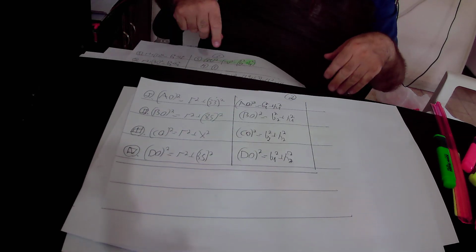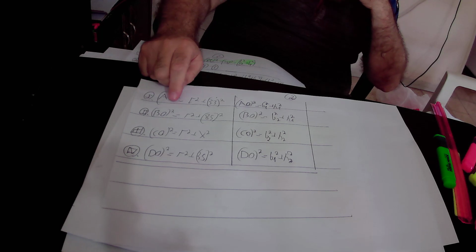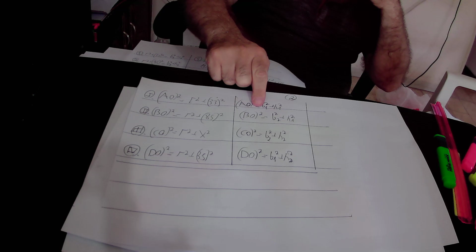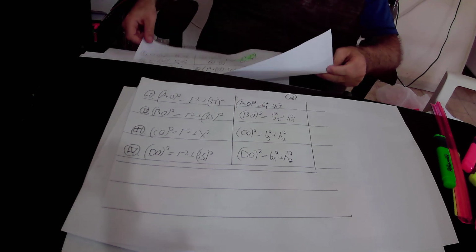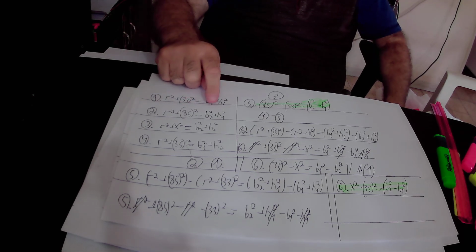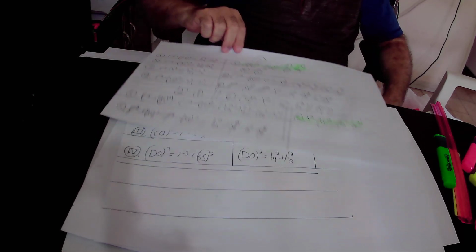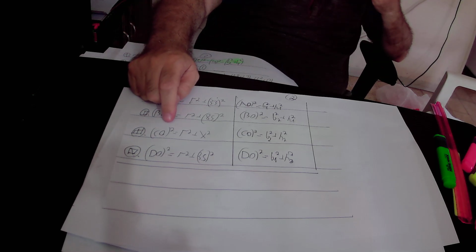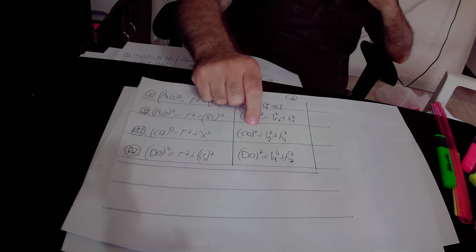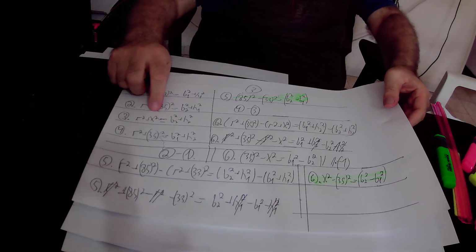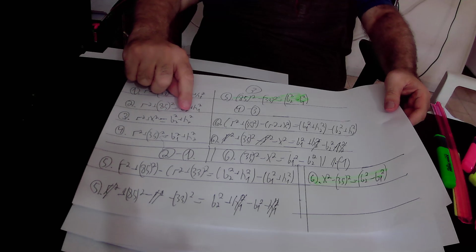Then we get equation number 2, that states that BO square according to equation number 1 must be equal to BO square according to equation number 2. That is to say, R square plus 85 square equals B2 square plus H2 square. Then we created equation number 3, that states that CO square according to equation number 1 must be equal to CO square according to equation number 2. That is to say, R square plus X square equals B2 square plus H2 square.